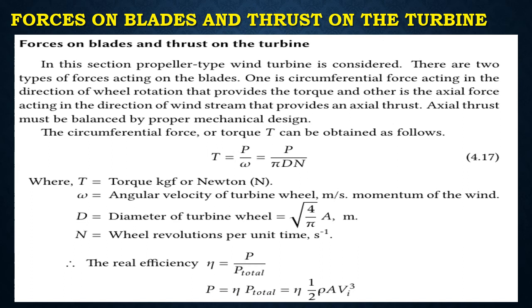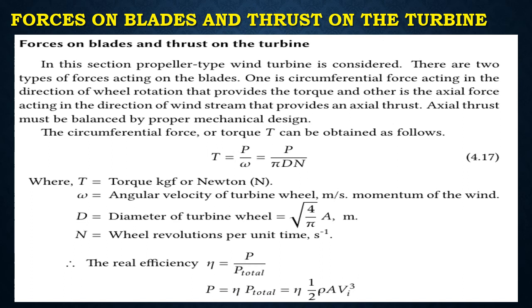So what are the forces exerted by the wind on the blades? For that we have to derive the equation. And what is the thrust, the axial thrust, which makes the turbine move or rotate? So in this section, a propeller type of wind turbine is considered.